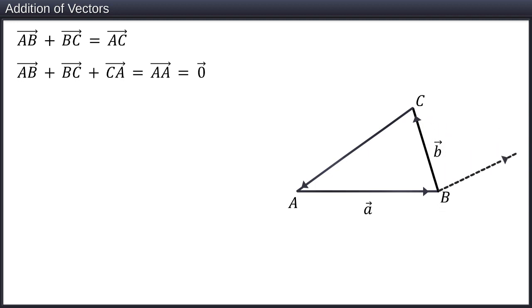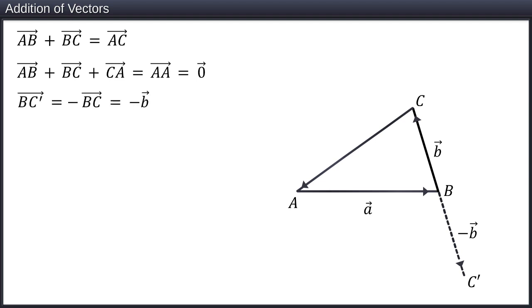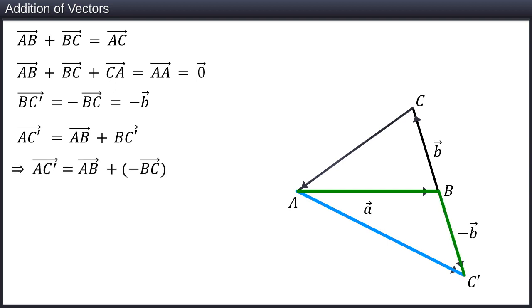Now, let us draw a vector BC' that is equal in magnitude but opposite in direction to vector BC. Thus, vector BC' is equal to minus of vector BC. In triangle ABC', vector AC' is equal to the sum of the vectors AB and BC'. We know that vector BC' is equal to negative of vector BC. Substituting the values of vectors AB and BC, we find that vector AC' is equal to vector A minus vector B.